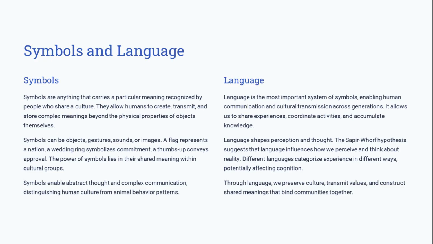Symbols and language are vital for communication and cultural transmission. Symbols carry specific meanings recognized by people who share a culture, while language allows humans to create, transmit, and store complex meanings. Together, they shape our perception and understanding of the world.